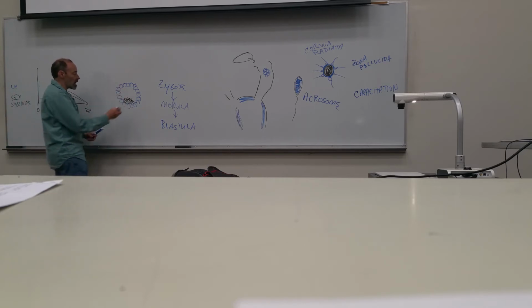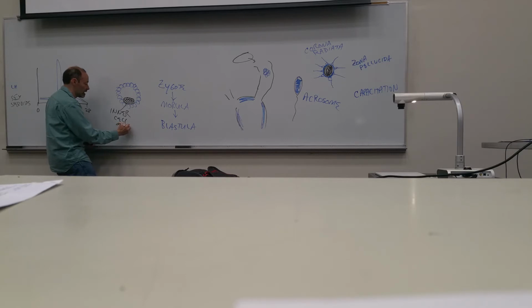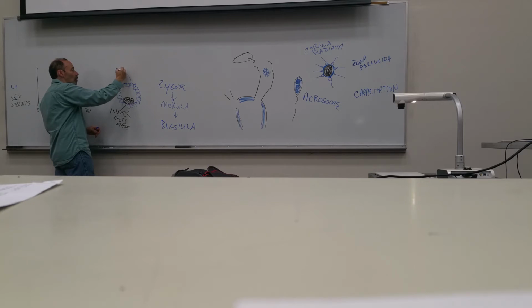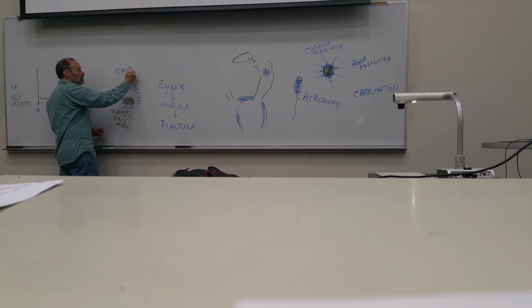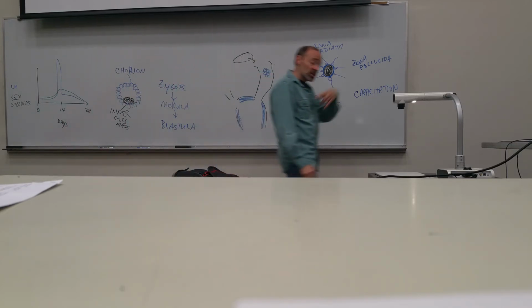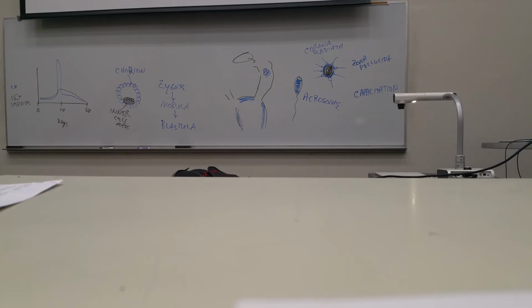There's the glob of cells in the middle called the inner cell mass. And then there's this, what I've drawn in blue, sort of outer shell called the chorion. The inner cell mass is what's eventually going to develop into the fetus. The chorion is what's eventually going to develop into the placenta. Now remember, this is all still in the fallopian tube. There's no placenta in your fallopian tube. But if you fast forward, that's what those are going to become.